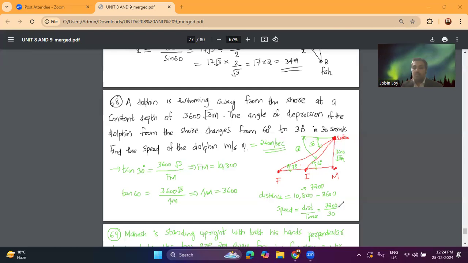That means 7,200. So we know that speed is equal to distance divided by time. So distance covered is 7,200, and time is 30 seconds. So 7,200 divided by 30 is equal to 240 meters per second. Next question.